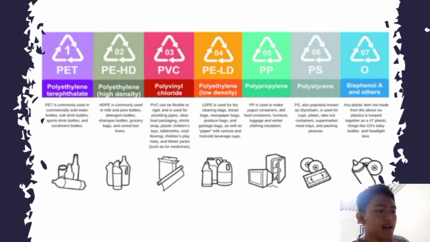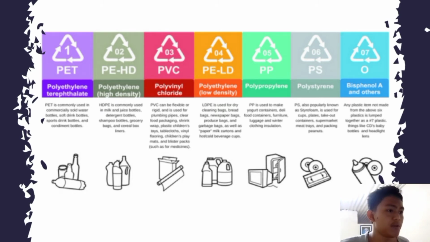So, next, sa 02, PE-HD, na ibig sabihin ay polyethylene and high density. So, sa HDPE po, is commonly used in milk and juice bottles, detergent bottles, shampoo bottles, grocery bags, cereal box liners. So, yun po yung mga example niya.